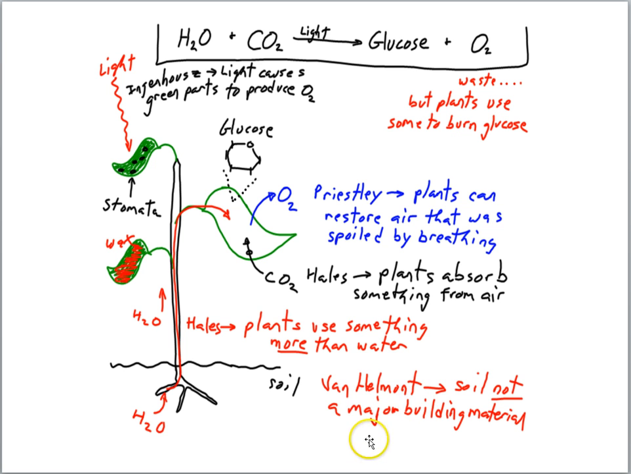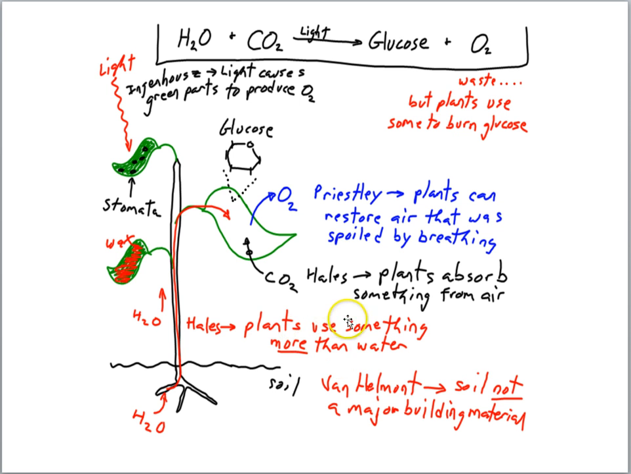We begin in the 1600s with Van Helmont testing the old idea that plants are using large quantities of soil to grow, and he finds that soil is not a major building material. Rather, he thinks water is the principal substance that plants are using. Hales comes along and says, oh, but it's not just water. Plants are using water and something else. Remember, he was measuring the amount of water used, comparing it to the weight of the plant. The plants were gaining more weight than the weight of the water used, so something else is being used.